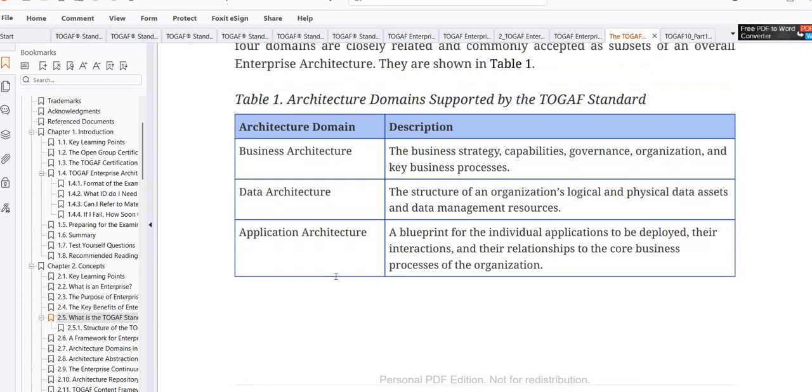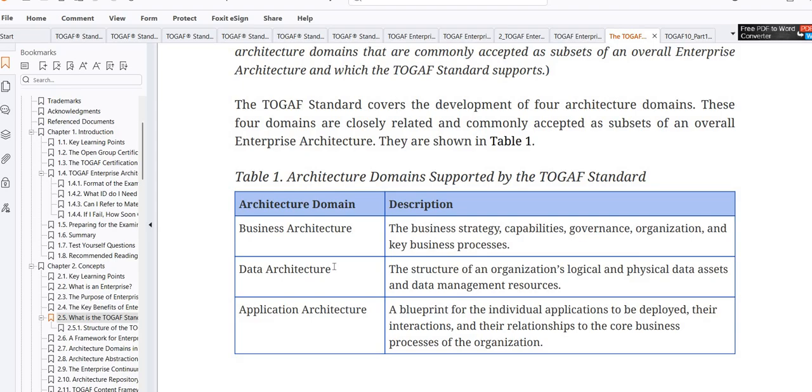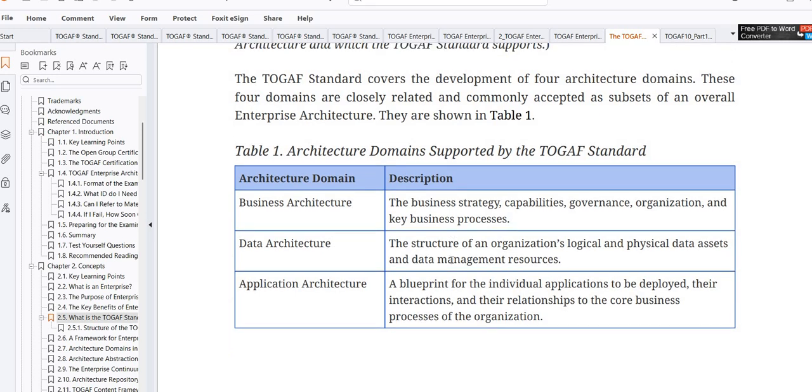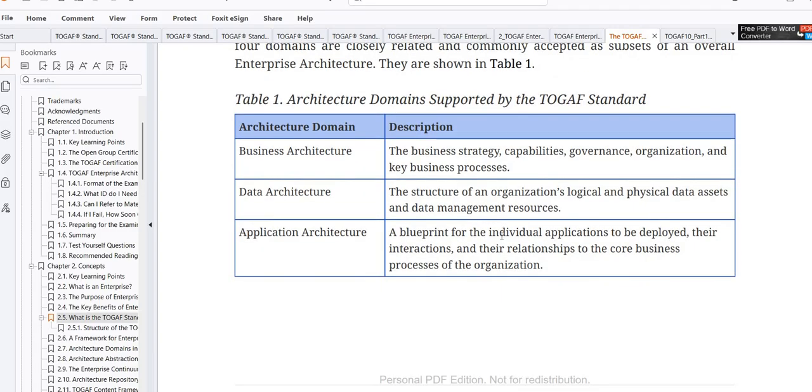If you go for the ADM principle, in my previous videos I already clearly explained that ADM has 10 phases. In each phase how the diagram is represented, I already explained in the previous videos, so you can go through that. Now coming to the architecture domains, see how business strategies will work. It covers business architecture strategies, governance and the entire governance bodies from an organization perspective, and key business processes.